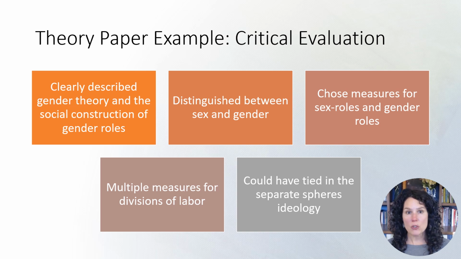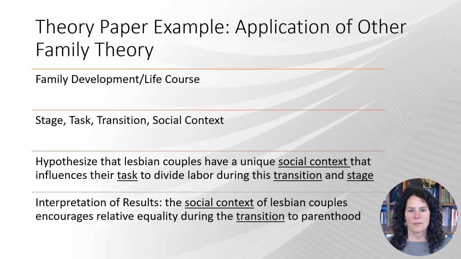They chose measures for sex roles and gender roles. They had multiple measures for the divisions of labor, but one thing that they could have done better was tying in the separate spheres ideology. They didn't mention that at all, and that seems pretty relevant here in thinking about how lesbian couples might be dividing paid and unpaid labor according to that kind of ingrained separate spheres ideology.